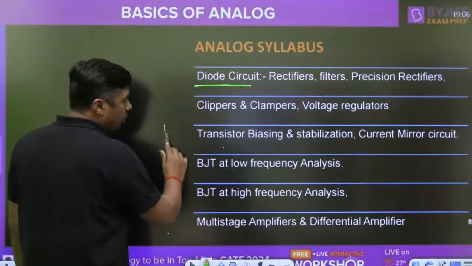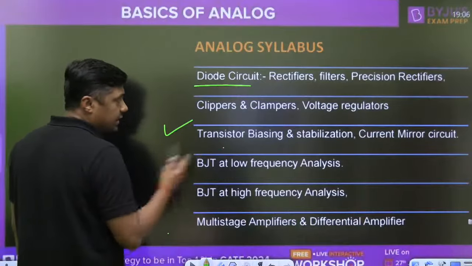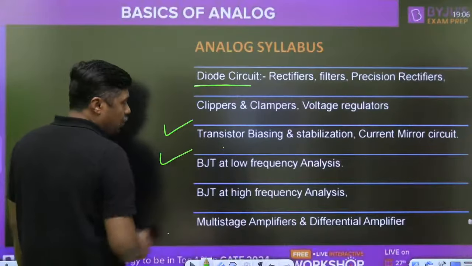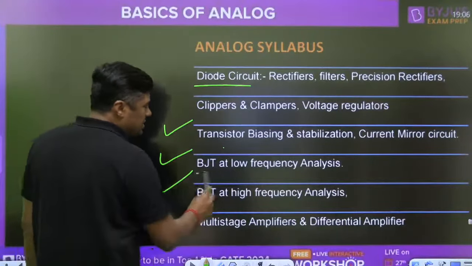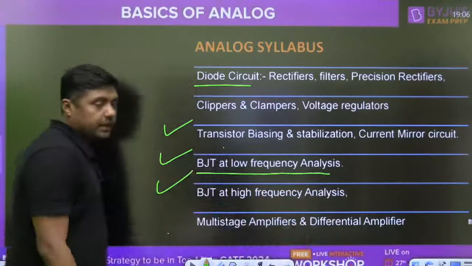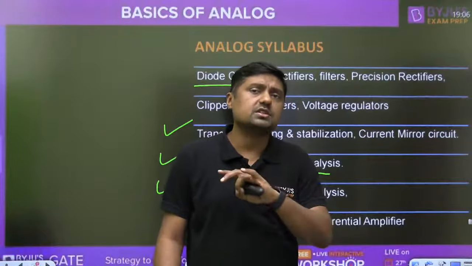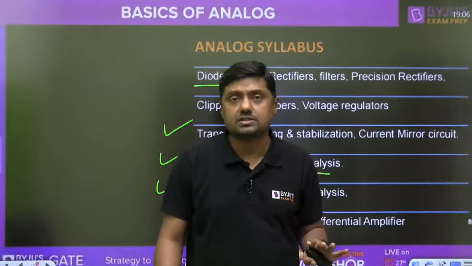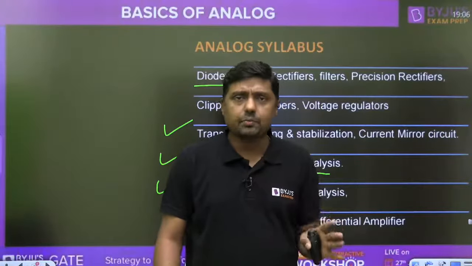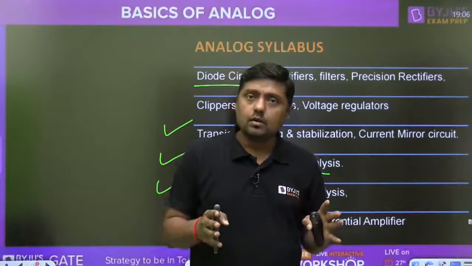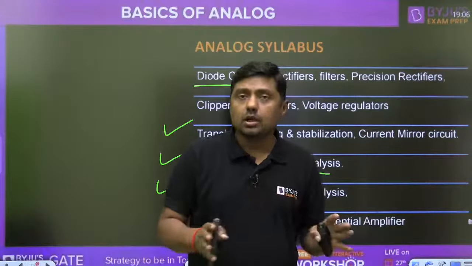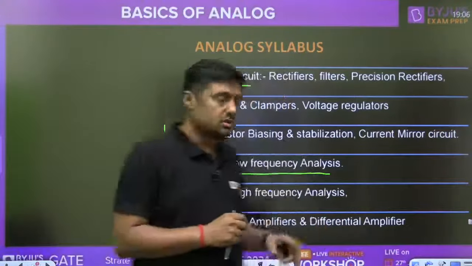Then next important topic is transistor biasing and stabilization, current mirror circuit. BJT at low frequency, BJT at high frequency, means amplifier by using the BJT. And we are having the three analyses: low frequency analysis, high frequency analysis, and mid frequency analysis. And you heard about the hybrid parameters, re model, T model, or pi model. So this is the case.